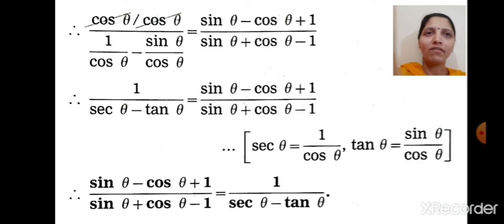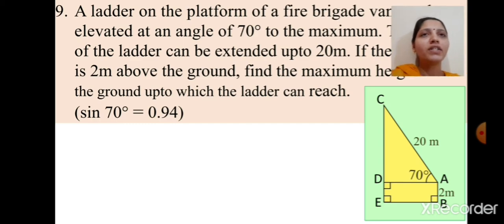So I hope you all have understood. This is the one method. You can use the other method also. You can take RHS and then you can prove it equal to the LHS. Okay. Now let's see the next question.